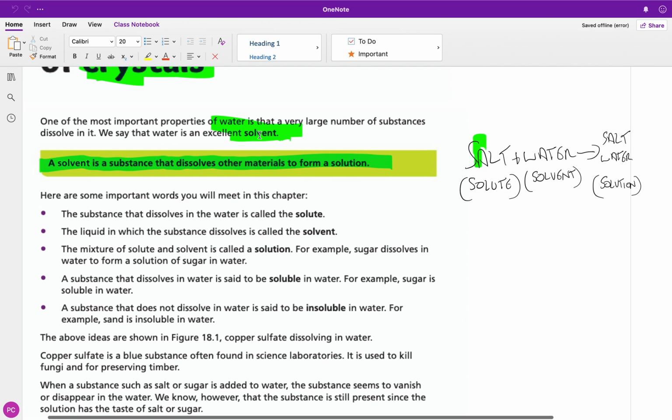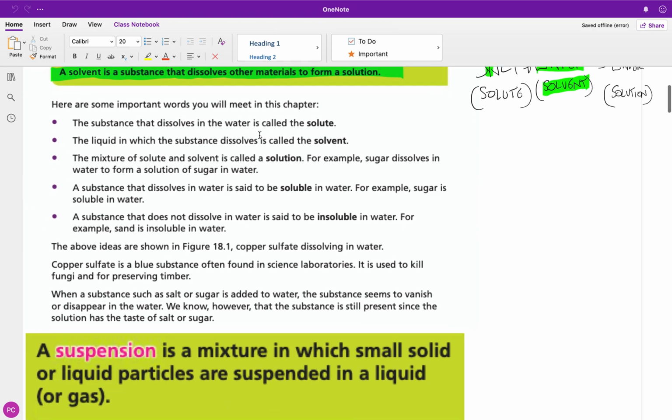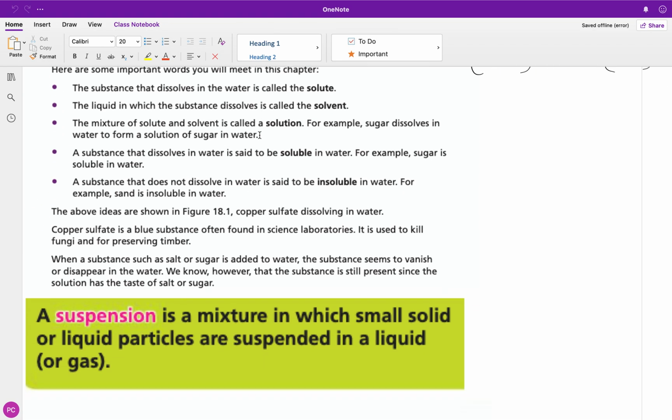So if you look at it again, a solvent is a substance that dissolves other materials to form a solution. So your solvent in this case is the water. Okay. Now, and here's the terminology. I kind of put it all together for you there a second ago. But the substance that dissolves is called a solute. Things like salt, sugar, they're all solutes. The liquid is the solvent. A good example is water.